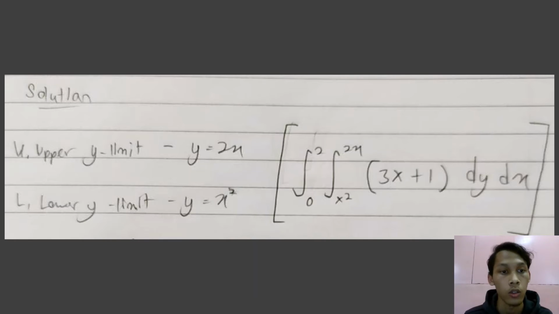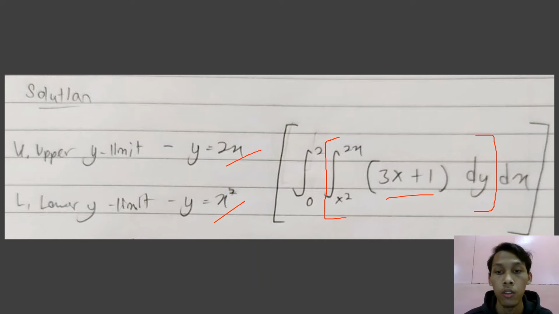To solve, just like the previous slide, we fill the upper limit and the lower limit into the function. We will integrate two times. The first one we integrate from x squared to 2x with dy, and then we integrate the second part from 0 to 2 with dx.